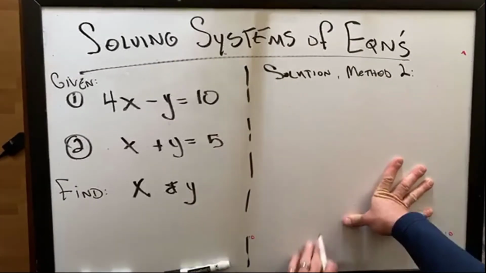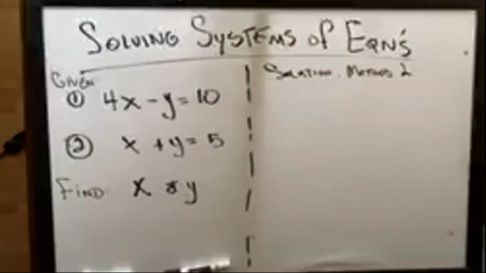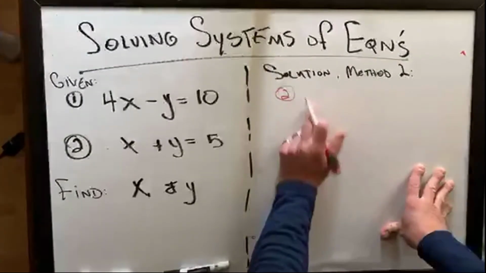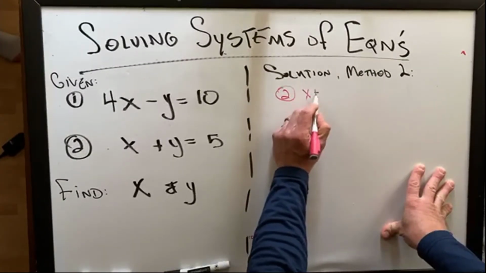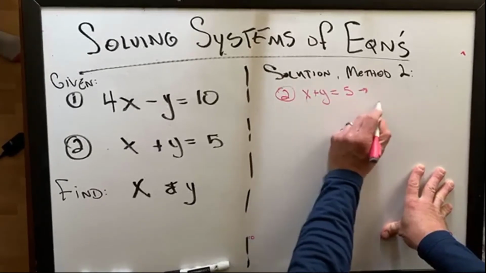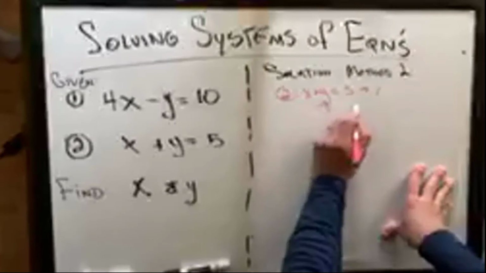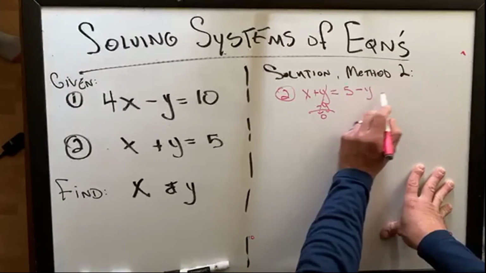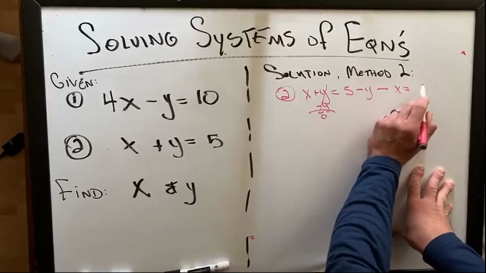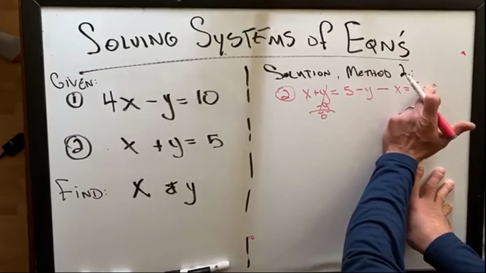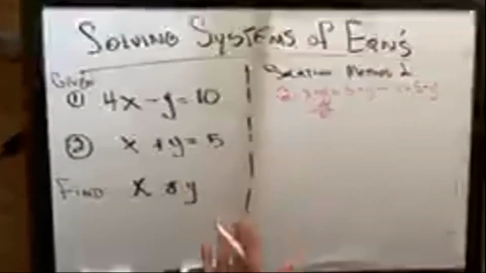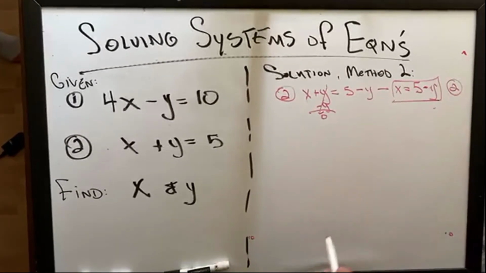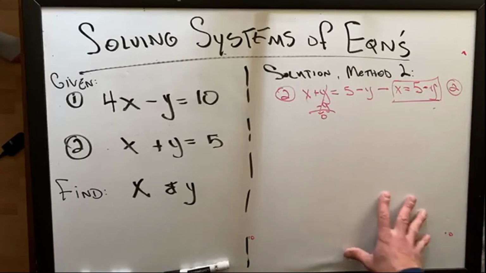For method number 2, we're going to set one equation equal to one variable. I'm going to take equation number 2 and set it equal to x. I have x plus y equals 5. If I subtract y from both sides, my y's cancel out here, that's 0. So x equals 5 minus y. Now, one thing you'll find with all these methods is that they do require a bit of accountability, and that's where folks get really hung up the most.